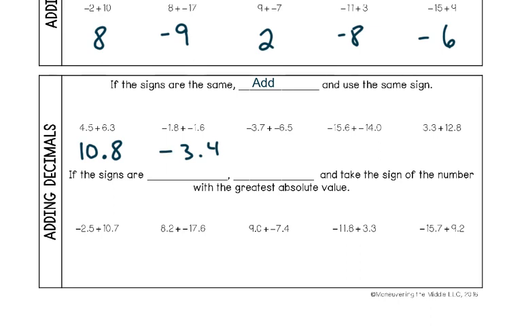Let's look at the next one the same way. And at this point, guys, I've done two examples with you, so now you should start trying these by yourself and then pressing play when you're ready to check your answers. We're going to do negative 3.7 plus negative 6.5.